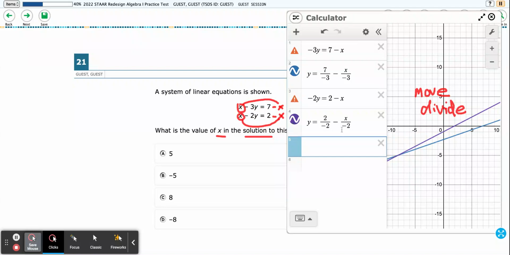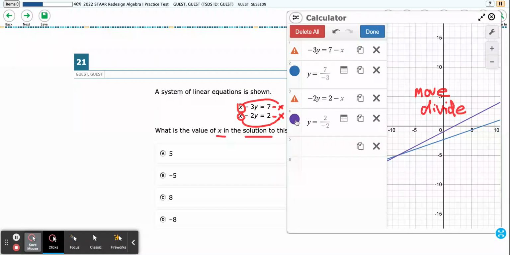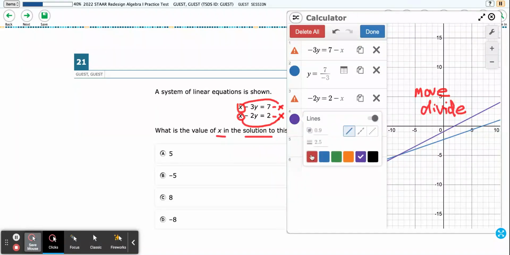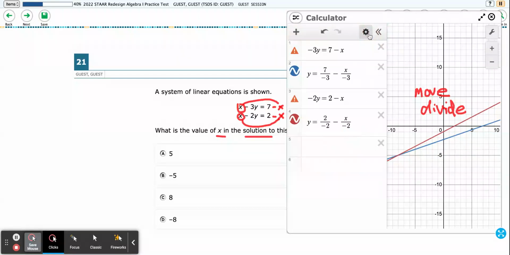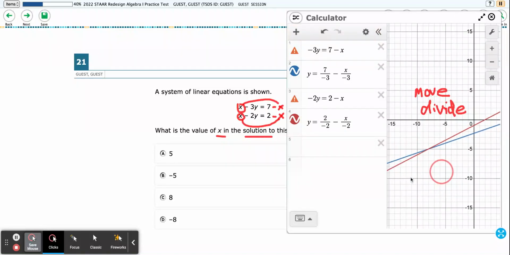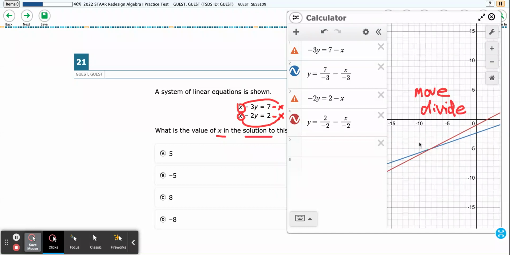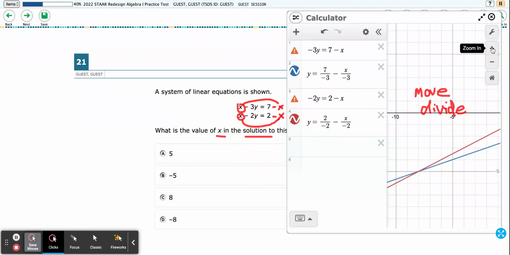Awesome. So this one, goodness gracious, this one is purple. So if this does this to you, you can change your colors by coming down here. I'm going to make this equation red so that I can see it better. Okay, so now I have my red line and I have my blue line. Okay, and now I need to drag this over because I want this point of intersection right here. So let me zoom in. Now I can see that point of intersection.